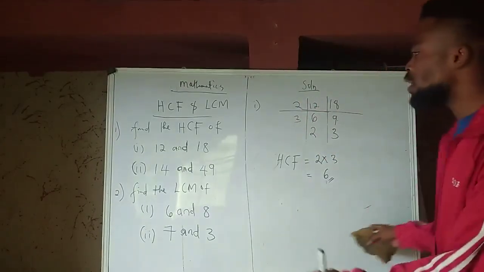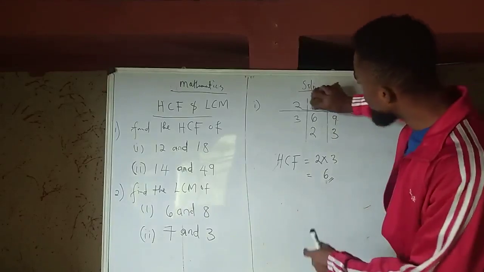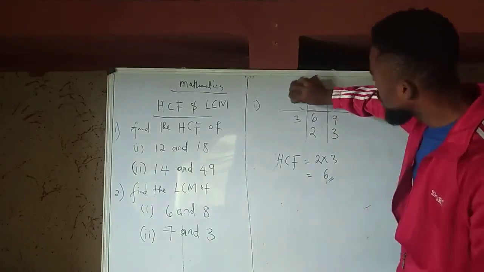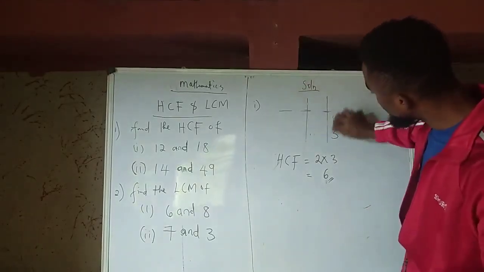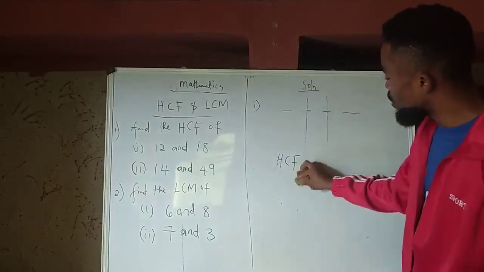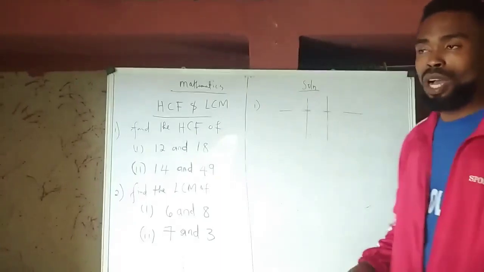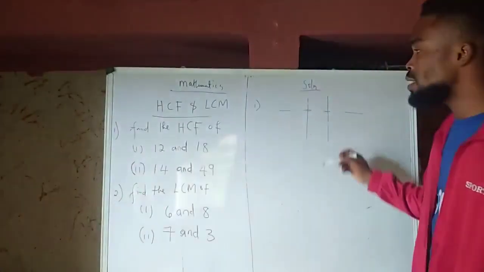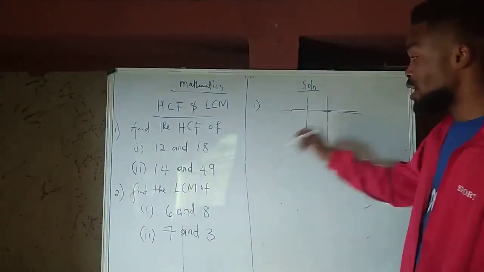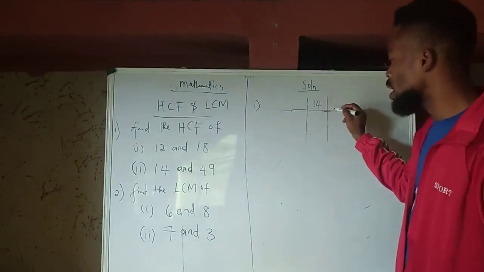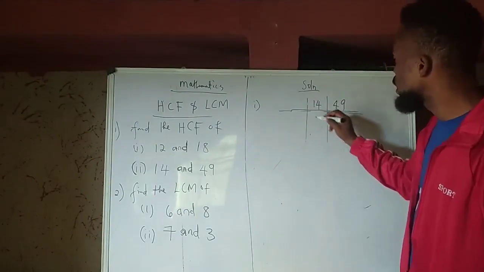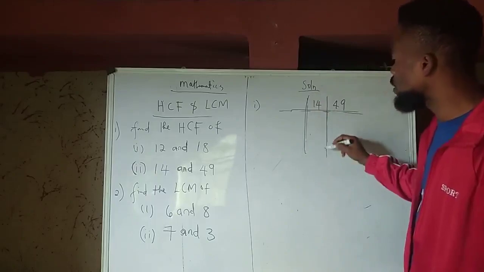Okay, having gotten that, let's also look at how we get the HCF of 14 and 49. Please, if you did not really get this, all you need to do is to replay the video and you are going to get it. Okay, let's get the HCF of 14 and 49.